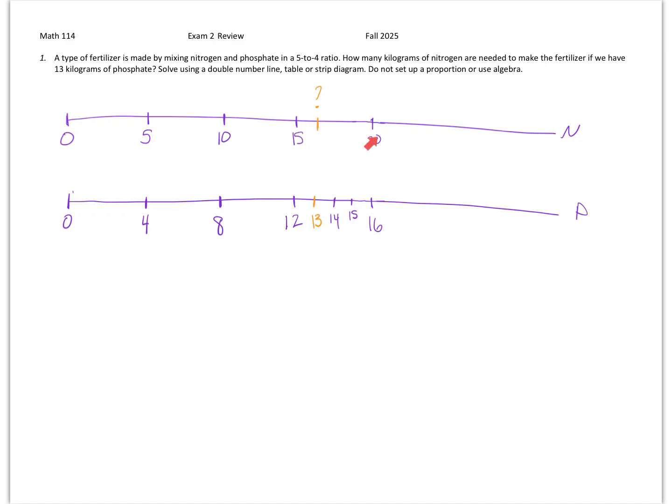So I need to do the same thing on the nitrogen number line. I need to break this distance into 4 equal parts. So I could cut it in half. What's halfway between 15 and 20? 17 and a half. And then what's halfway between 15 and 17 and a half? Well, that's a distance of 2.5. Half of 2.5 is 1 1/4. So this would be 16 and a quarter. So the answer is 16 and a quarter kilograms of nitrogen.